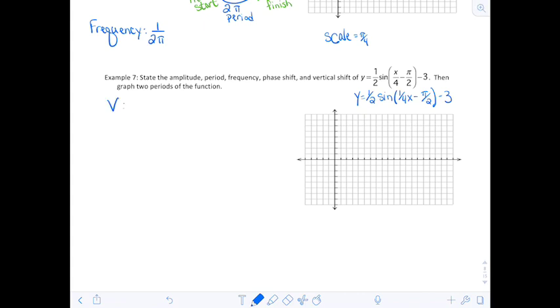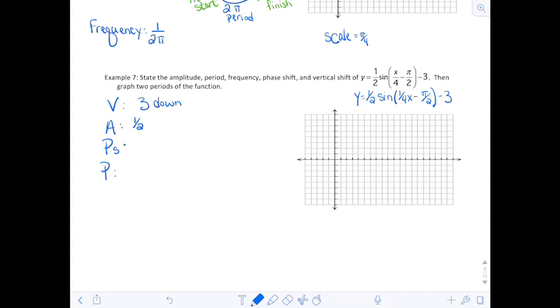We're just going to do the same thing we've always done. VAP: vertical translation, amplitude, phase shift, and period. Okay, vertical translation, it's going to be down 3. Actually, let me write that out. So it will be 3 down, or negative 3. The amplitude is now 1/2.